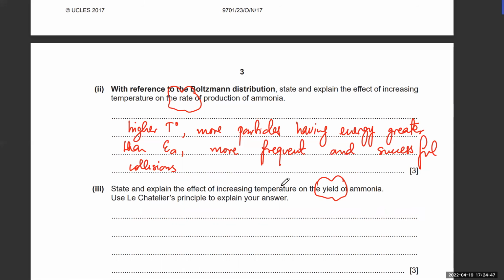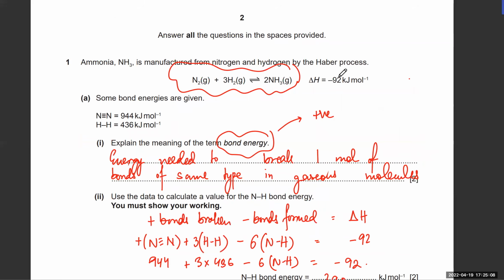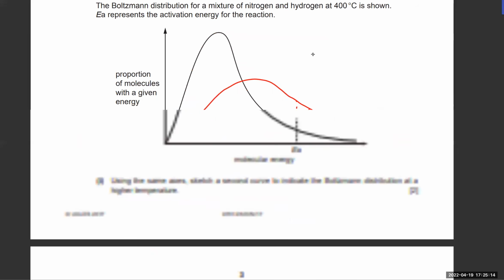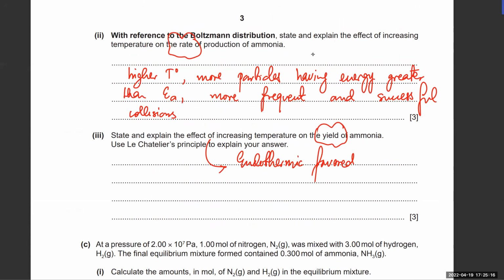So when you increase temperature, which one is favored, endo or exo? Endo. So the endothermic is going to be favored, which in this particular case is the backward reaction. Like over here, the forward is exothermic. So the yield is going to decrease. So backward is going to be favored and your yield decreases.